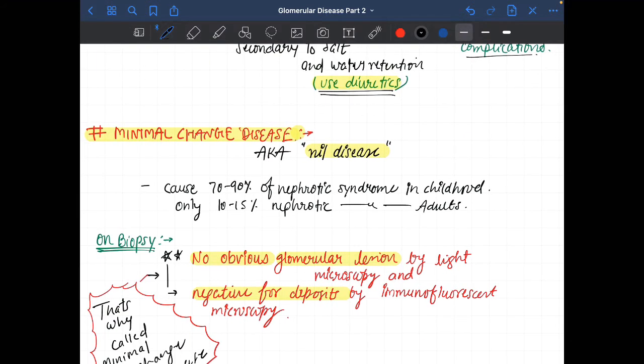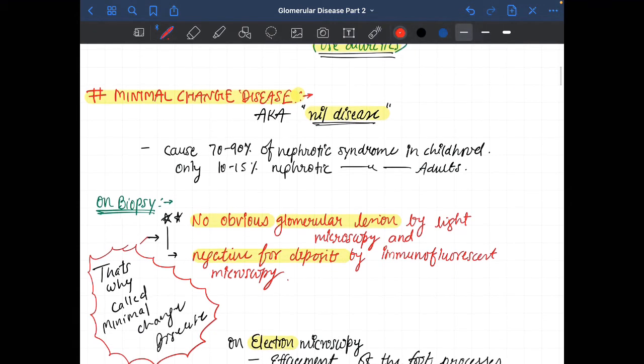Alright, first we will talk about minimal change disease, also known as nil disease. Why is it called nil disease? Because there is no obvious glomerular lesion. Take note, no obvious lesion is present in the glomerulus, and there is no deposit in immunofluorescence microscopy.